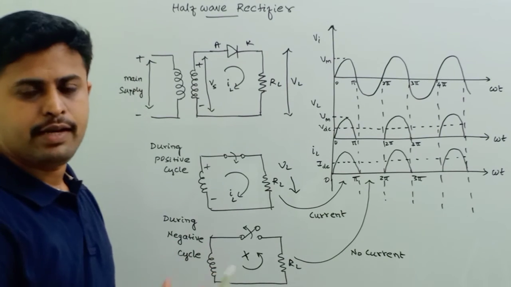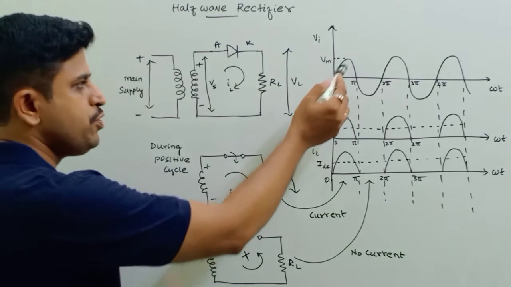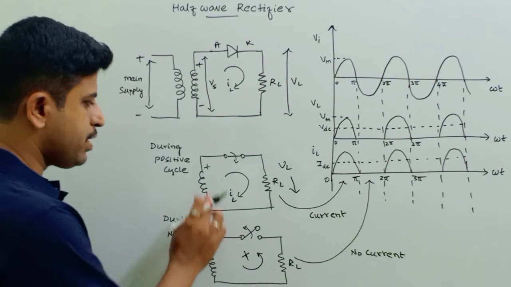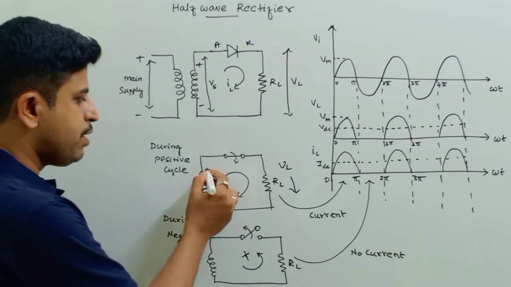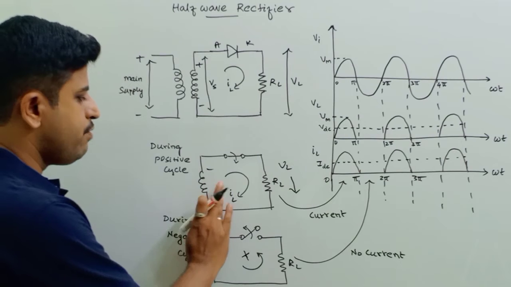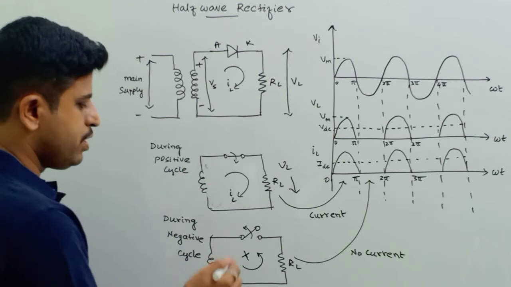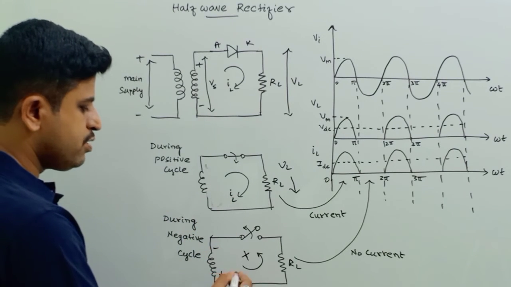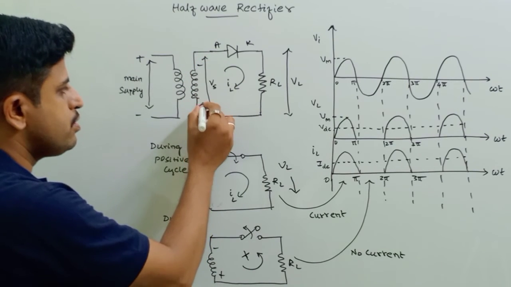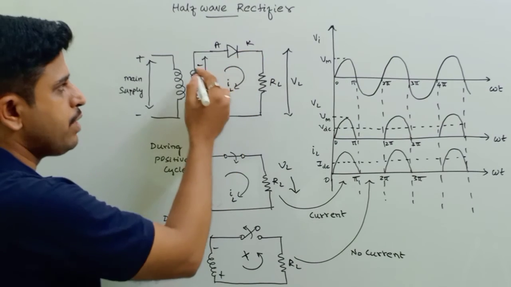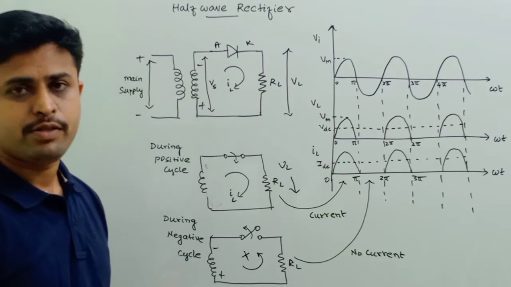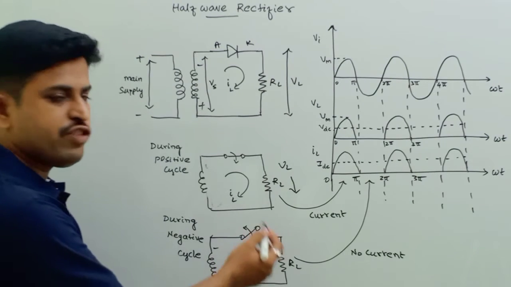Whereas during the negative half cycle, which comes immediately after the positive half cycle, this one will become minus and this one will become plus. So here this is minus and this is plus. That means plus is connected to the cathode and minus is connected to the anode. Then the diode is said to be reverse biased, which means it acts as a switch off.